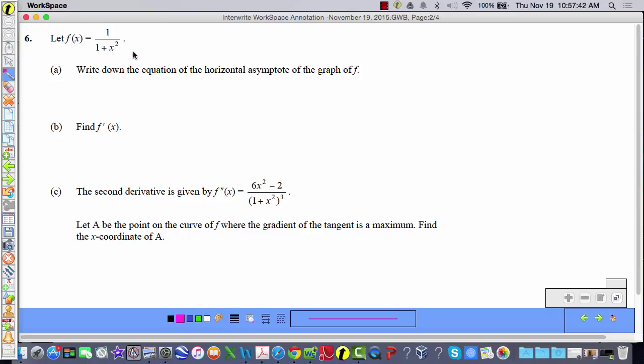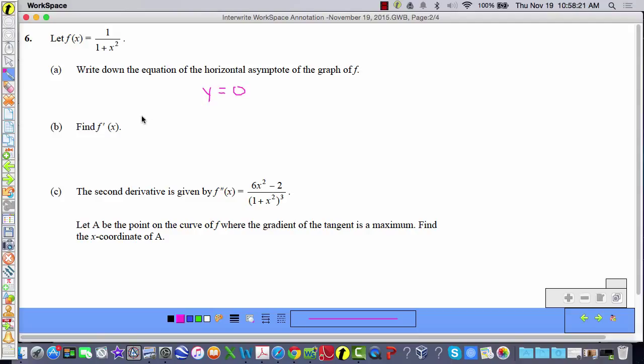minus infinity. And when that occurs, this denominator gets exceedingly large, and 1 divided by anything smaller than infinity, we won't get into that quite yet, is going to go to 0. 1 divided by a very large number is going to approach 0. So hence, the equation of the horizontal asymptote would be y equals 0, or the x-axis.